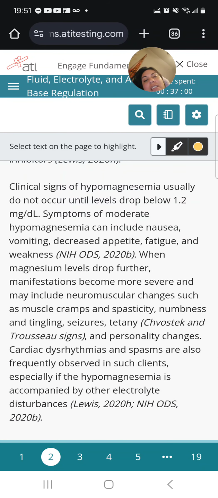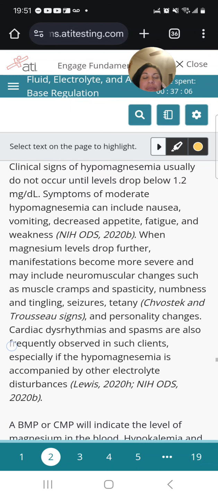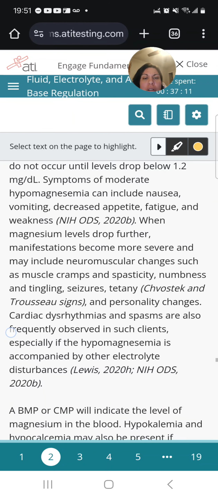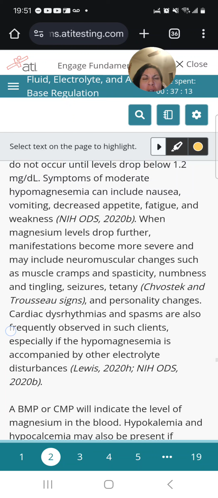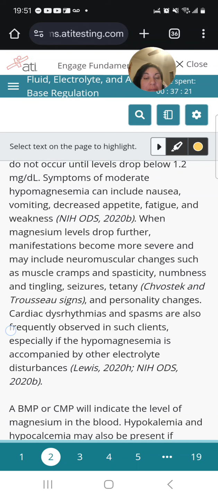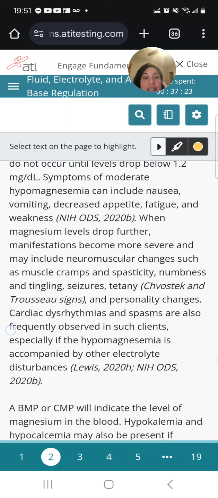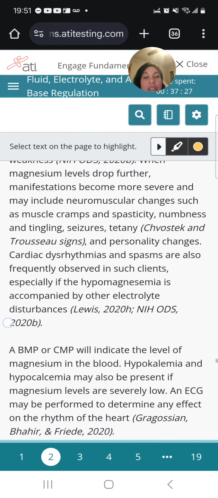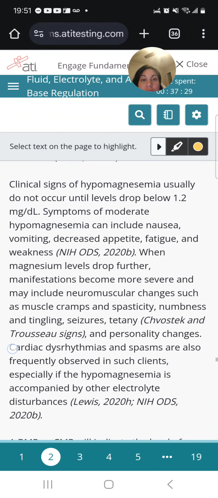Okay, clinical signs of hypomagnesemia usually do not occur until the levels drop below 1.2. Neuromuscular changes such as muscle cramps and spasticity, numbness and tingling, seizures, tetany, and personality changes.